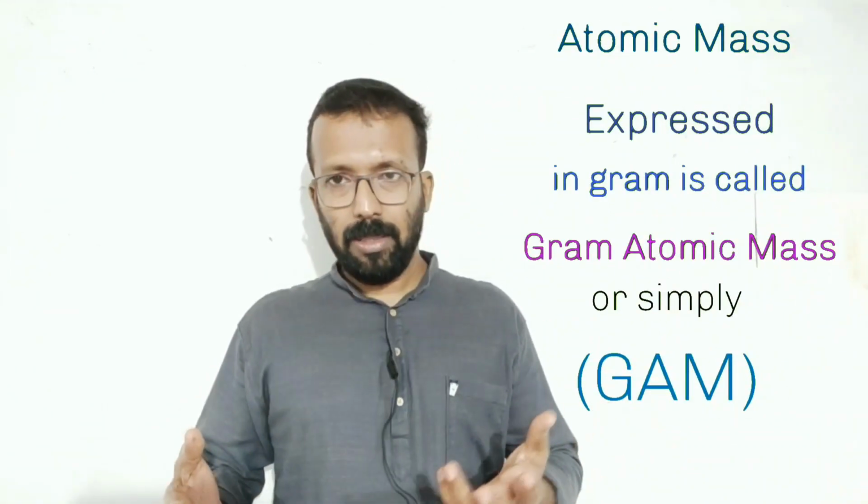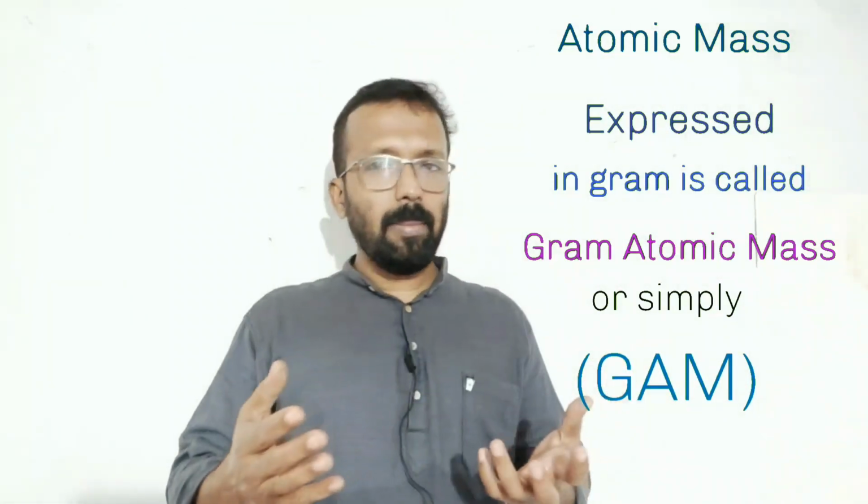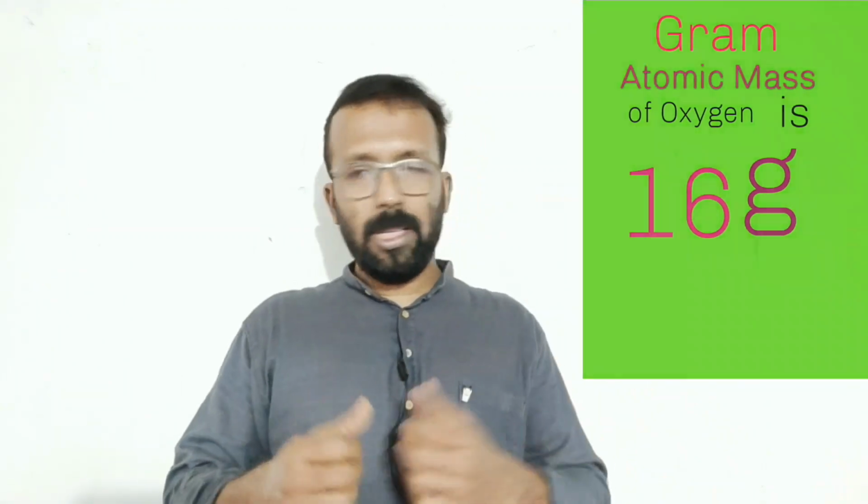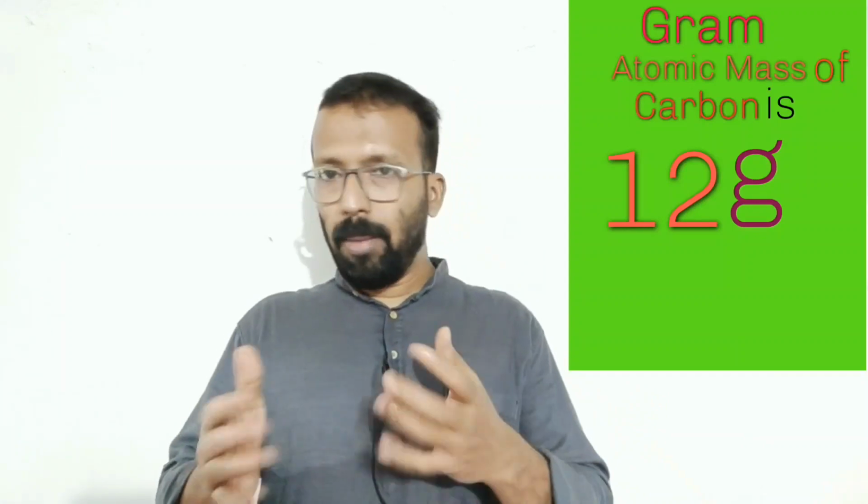For example, when the atomic mass is expressed in gram, we may simply call it gram atomic mass. That means mass in gram that's equal to the atomic mass of an element. For example, in case of oxygen, atomic mass is 16. So 16 gram represents the gram atomic mass of oxygen. Atomic mass of carbon is 12. 12 gram of carbon represents gram atomic mass of carbon.